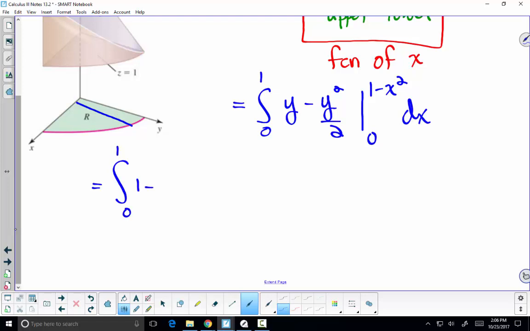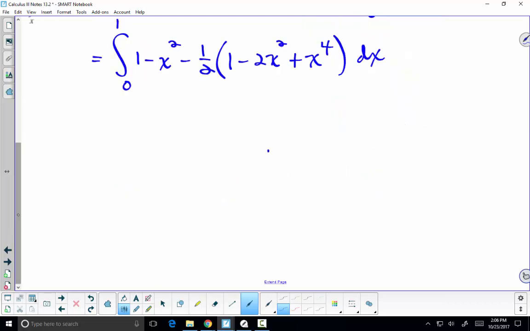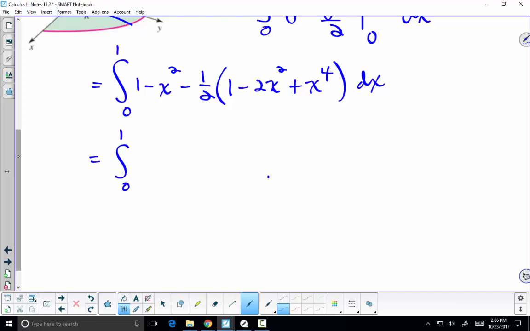and we end up with 1 minus x squared minus 1 half times, we square that, and combine our like terms, if there are any. Let's see, let's put it in descending order. It's always nicest to integrate with descending order. All right, so we get a minus 1 half x to the fourth. And then we have plus x squared there and a minus x squared there. So those are going to go away. And then our constant, we have minus 1 half plus 1. So that's plus 1 half dx.